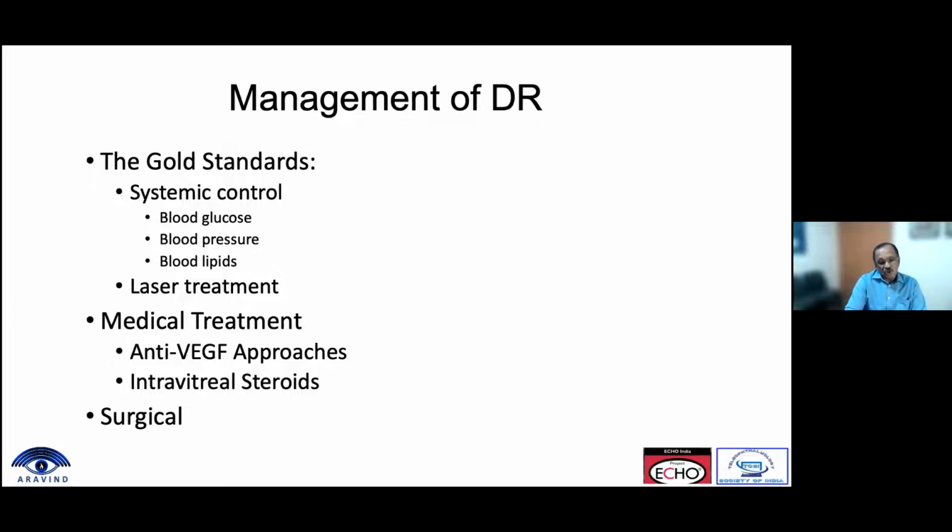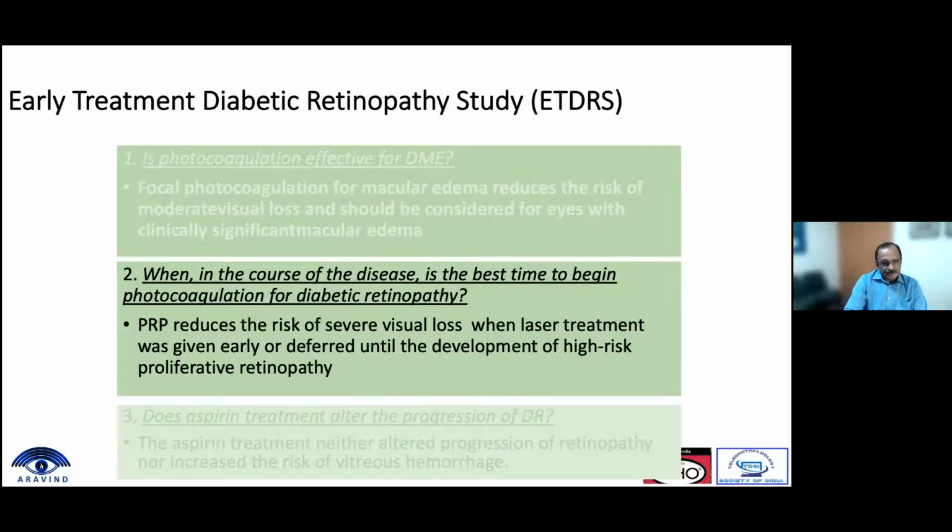or further on also. Of course, for medical treatment, we have the anti-VEGF approaches and the use of intravitreal steroids, more limited to another sight-threatening condition, that is diabetic macular edema. But it is also in use in certain conditions in proliferative disease. Of course, surgical management I will be discussing subsequently.